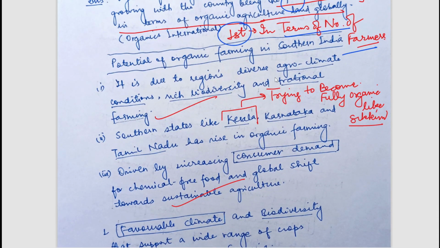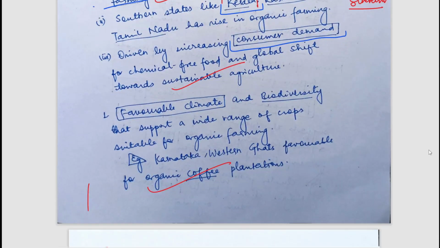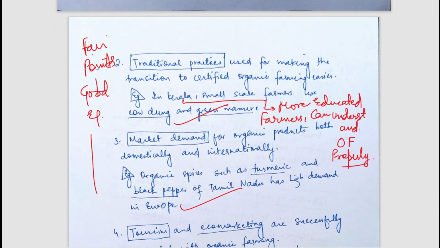First of all, in South India we get different kinds of agroclimatic zones. There is rich biodiversity. Traditional farming is there, such as in Kerala, which is aspiring to become a fully organic state. Tamil Nadu has also seen a rise in organic farming. Consumer demand in South India is also increasing. A favorable climate is there, and traditional practices are also there.